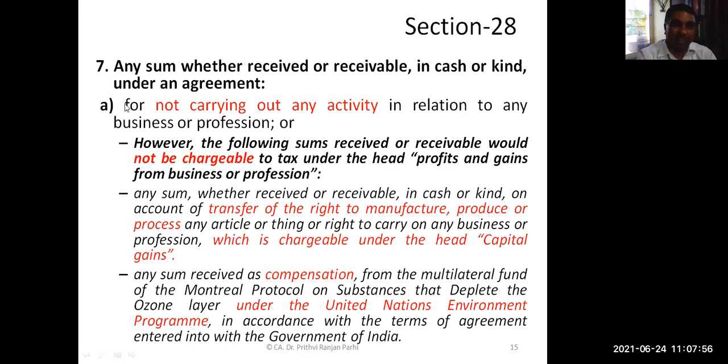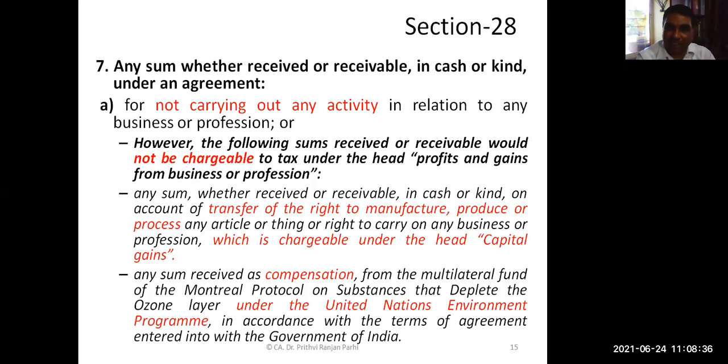The first kind of agreement is one for not carrying out a certain activity. If you have entered into an agreement with someone for not carrying out a certain activity, normally it is a kind of anti-competition agreement, that you will not compete with the business. If that kind of agreement is there, and in connection to that you have received some sum relating to carrying out some activities in relation to business and profession, then that will be taxed and included under the head profits and gains of business and profession.